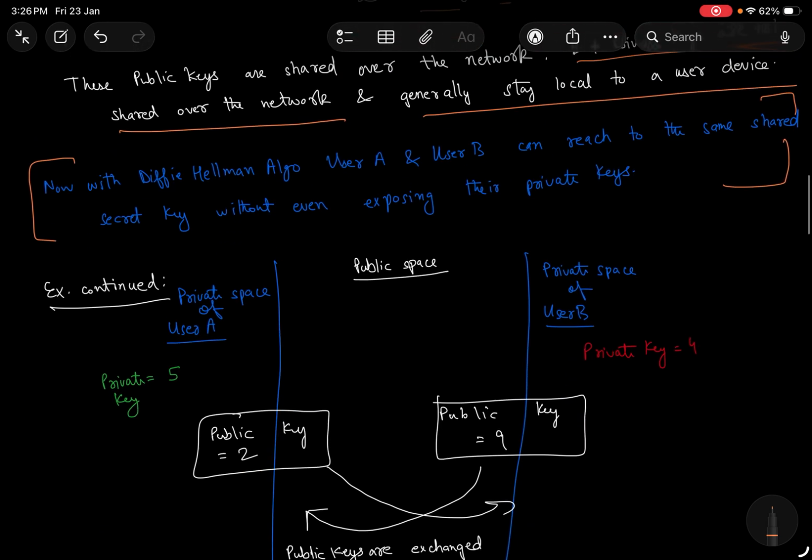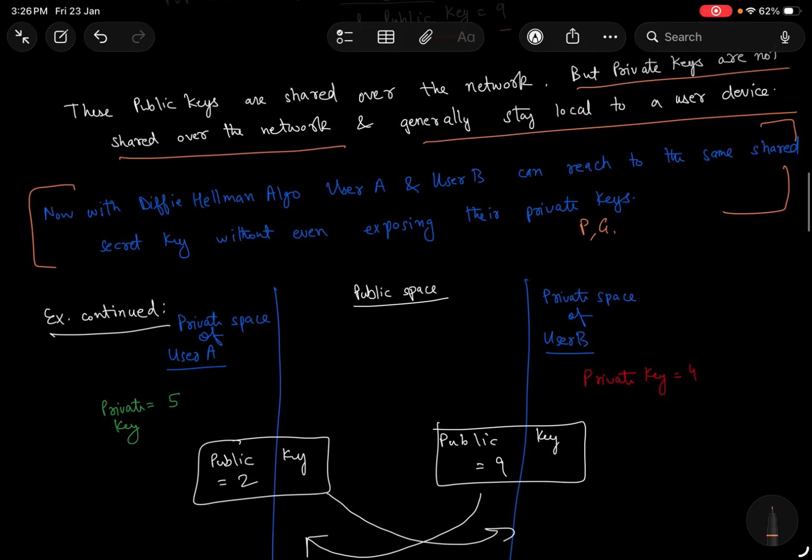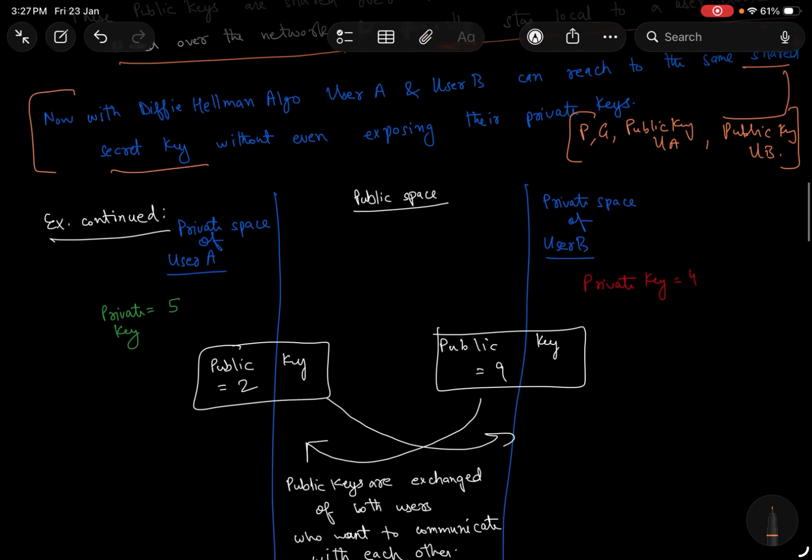So what we'll take is P, G, the public key of user A, and the public key of user B, and from all of this, using the Diffie-Hellman algorithm, we'll try to have both user A and user B come to a shared secret key.